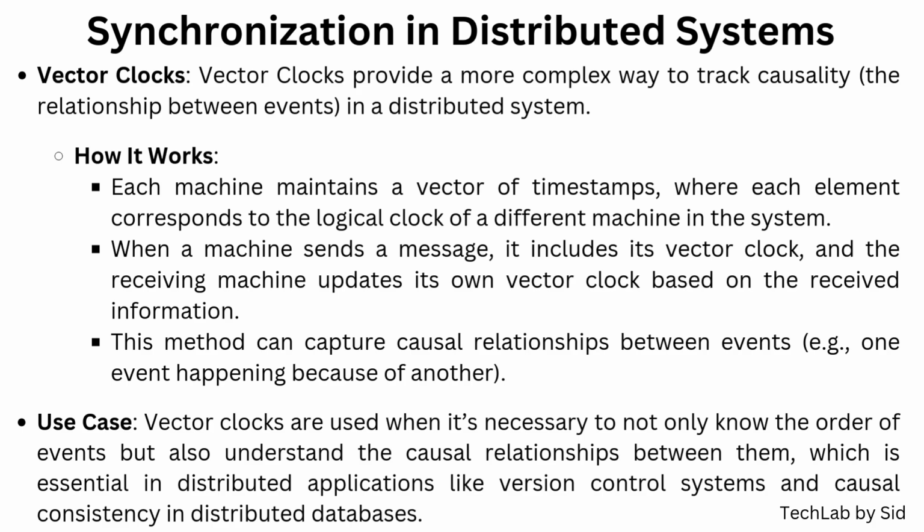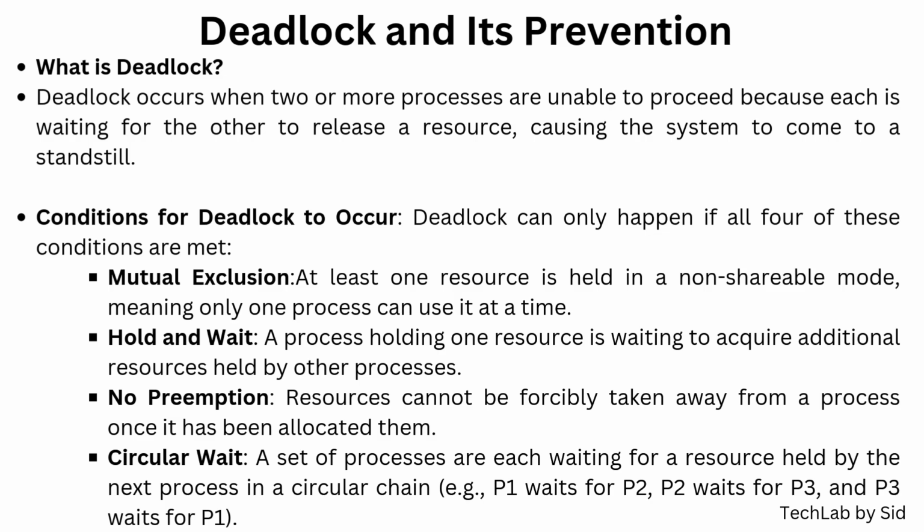Vector clocks are especially valuable in situations that require not only knowing the order of events but also understanding their causal relationships, such as in version control systems or maintaining causal consistency in distributed databases. Deadlock and its prevention. What is deadlock? Deadlock occurs when two or more processes are unable to proceed because each one is waiting for the other to release a resource, creating a situation where no progress can be made. The system essentially comes to a standstill, as all the processes involved are stuck, unable to move forward.